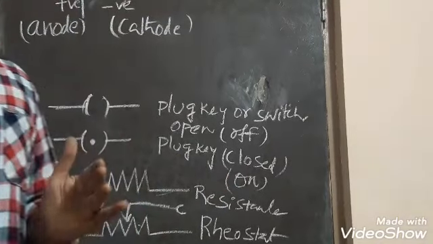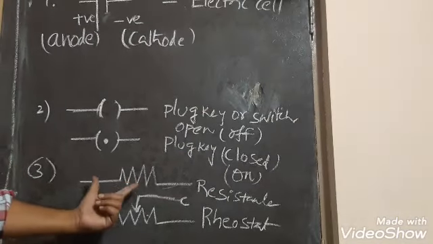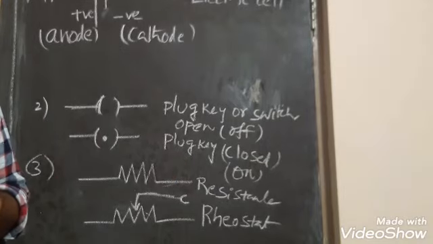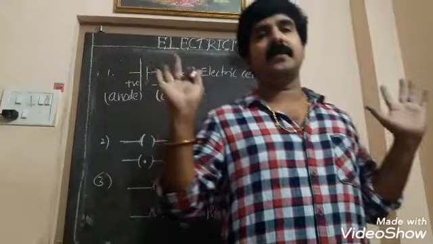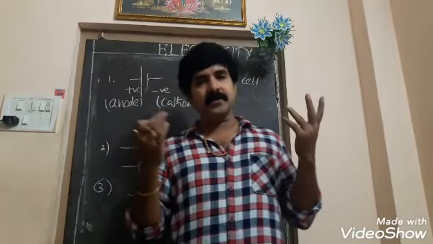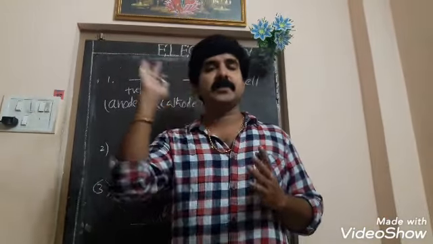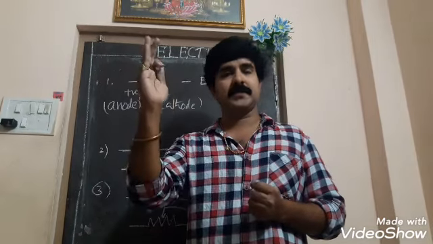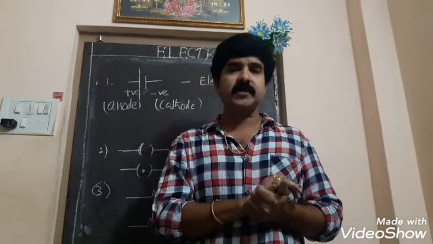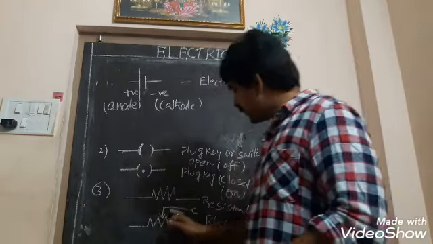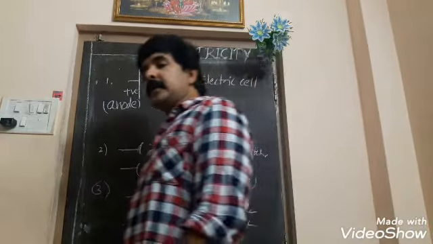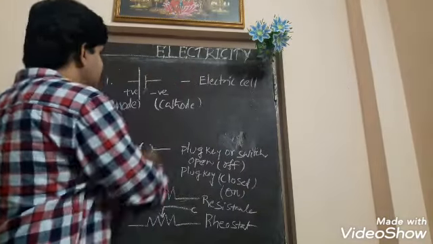So adjustability is there in a rheostat; adjustability is not there in a resistance. So rheostat is nothing but an adjustable resistor. You can adjust the resistance to whatever level we need. That much we can modify by using the jockey. Okay. So some other signs are also there, we will jot them down.